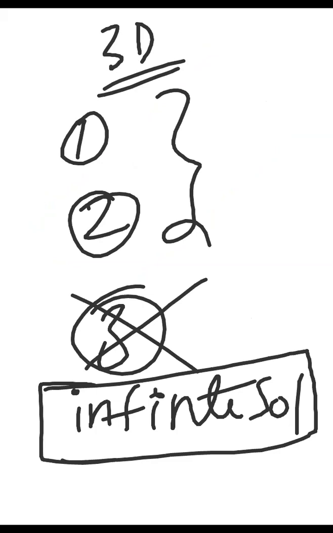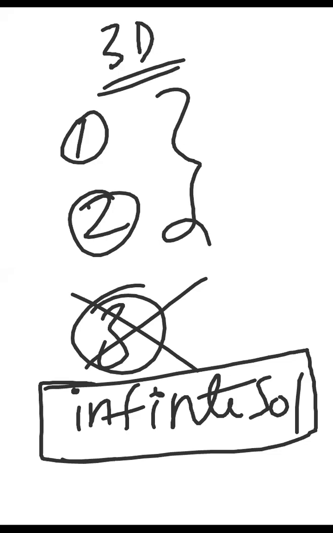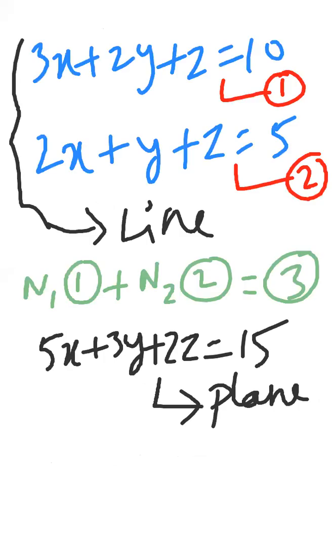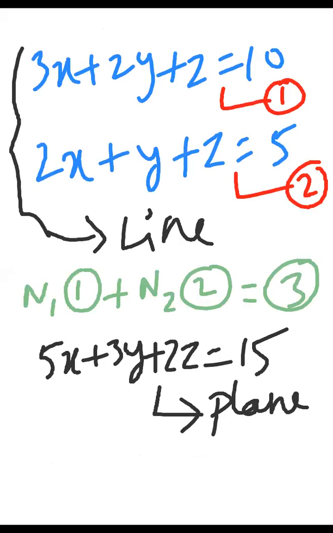Now, sir, one second, just, yes, the equation, sir. Just show me the equation, sir. First equation is 3x plus 2y plus z equal to 10. Wait, madam, I will show. Yeah, okay, sir. 2x plus y plus z equal to 5.